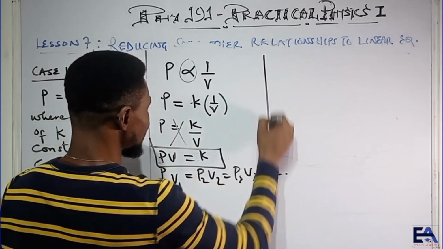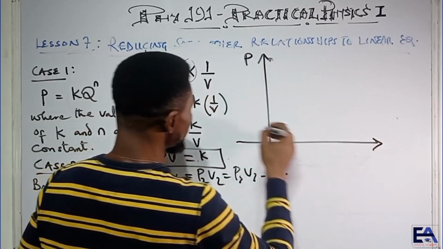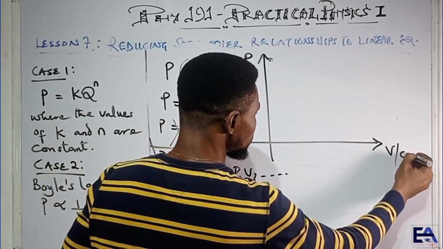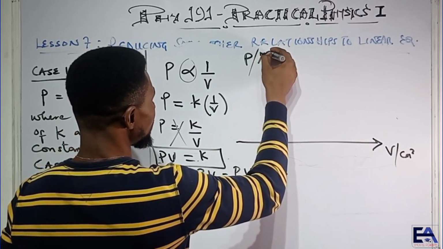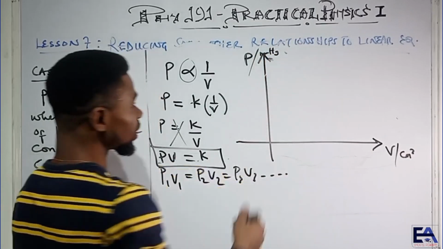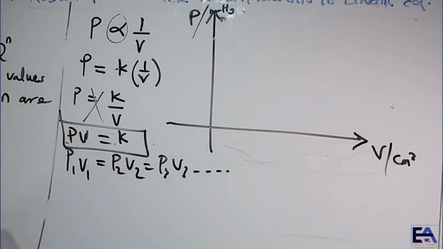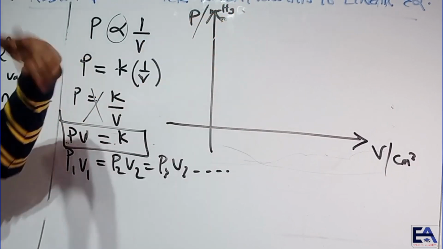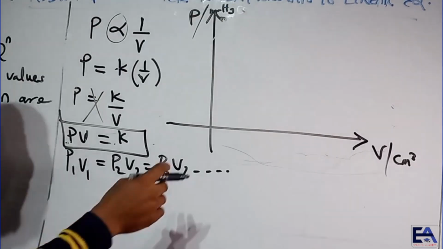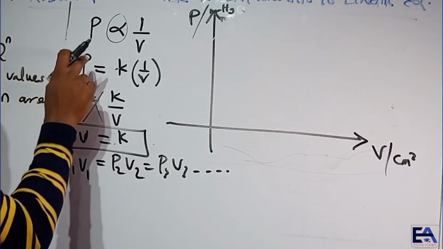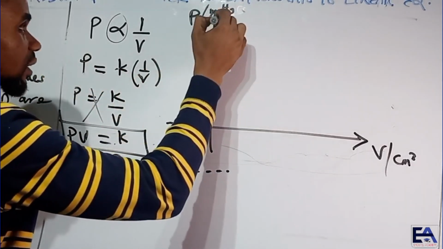Where we are going is that if you plot the graph of pressure against volume, let's say the volume is in cm cubed, and the pressure is in mmHg, or atmosphere, whatever unit of pressure applies to that experiment. mmHg stands for millimeter of mercury, one of the units of pressure. Experiment shows that if you plot a graph of P directly against V, we are going to have this kind of graph here.